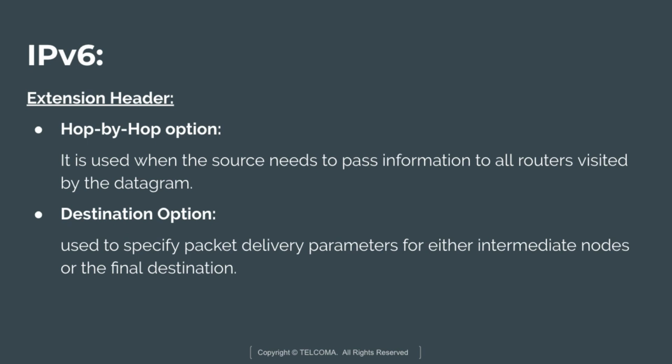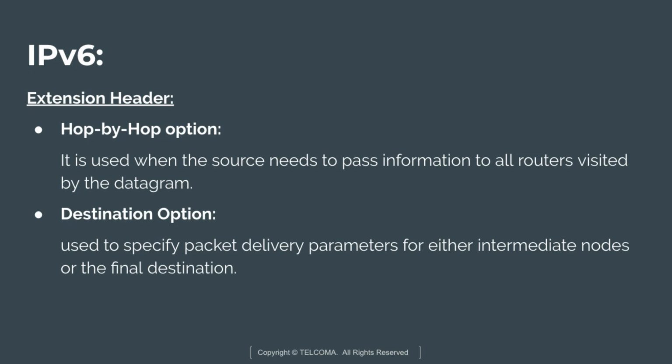Next is the destination option. Here the destination option header has the value 60 in the header's next header field. It means if the next header field contains the value 60, then it is defining the destination option as the extension header. It is used to specify packet delivery parameters for either intermediate nodes or the final destination.